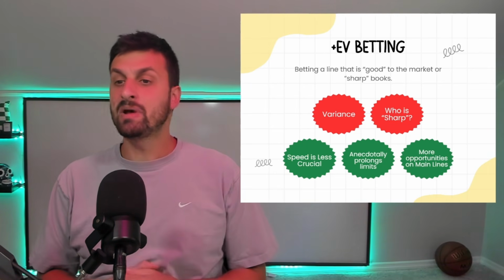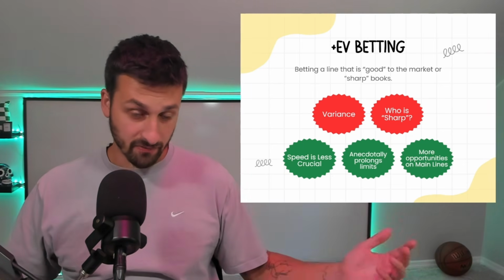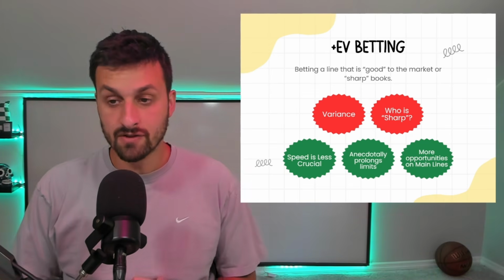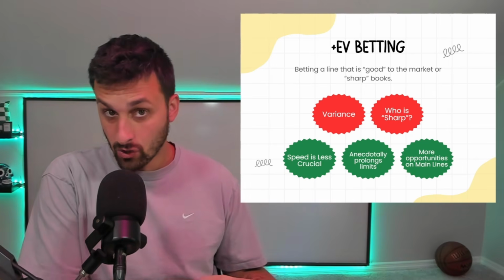Plus EV betting involves betting a line that is good to the market or good to a sharp book. This is how most professional sports bettors make their money. Some cons are you will have to deal with variance. In other words, you're not going to win every bet like you would with arbitrage.